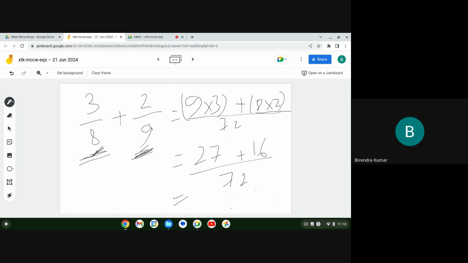It becomes 27 plus 16, 43, divided by 72. This is my answer. Okay. Now, be it addition or subtraction, it is the same approach.